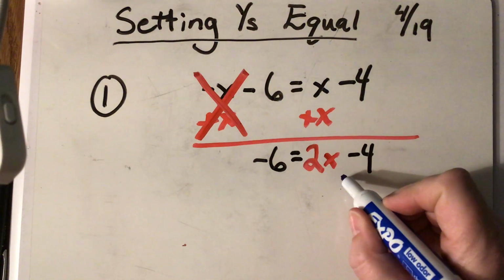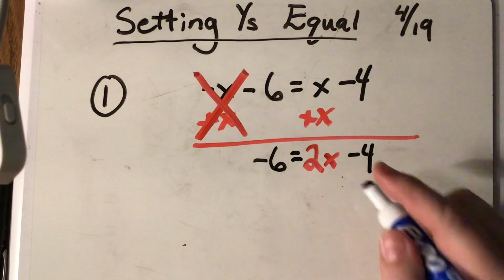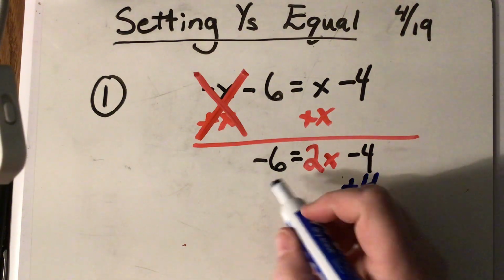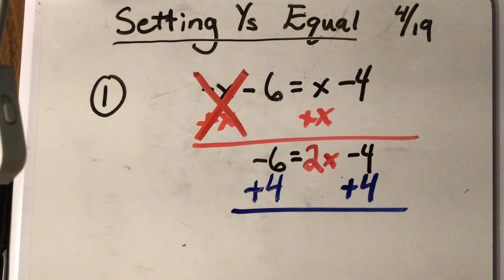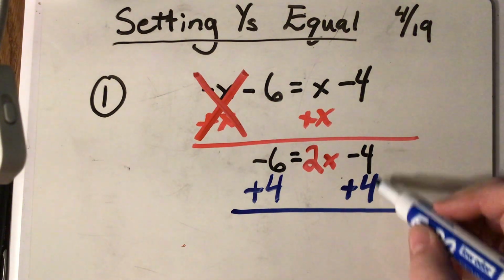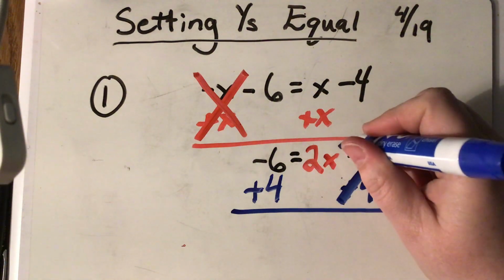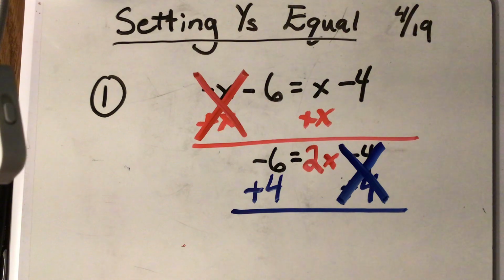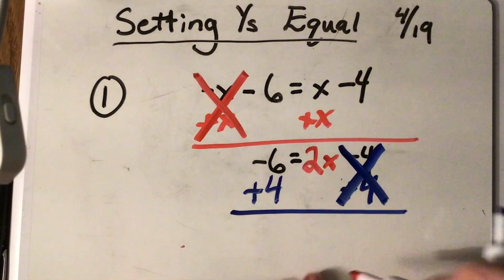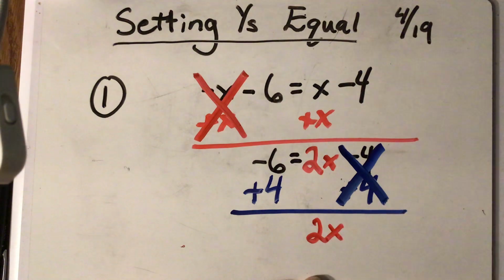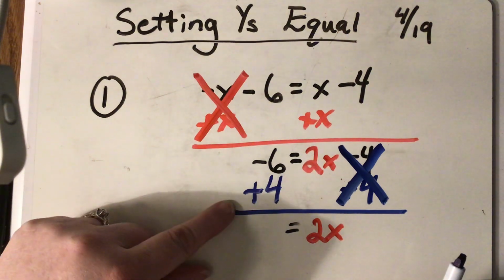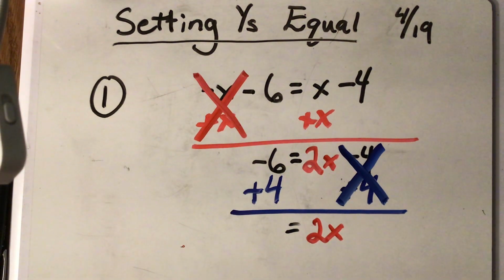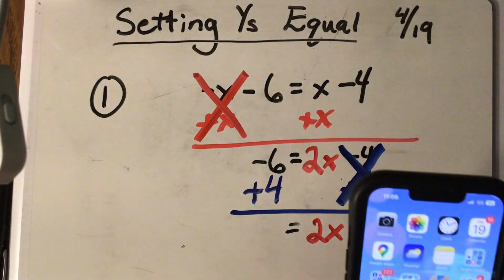Opposite of minus 4 is plus 4, right? Plus 4. Should have picked a color other than blue. I'll use something different next time. Okay? Minus 4 plus 4, those guys cancel out. They're gone. So now I'm going to bring down my 2x. I'm going to bring down my equal sign. And now I have negative 6 plus 4. What's negative 6 plus 4? You guys, like, seriously, negative numbers trip me up all the time.